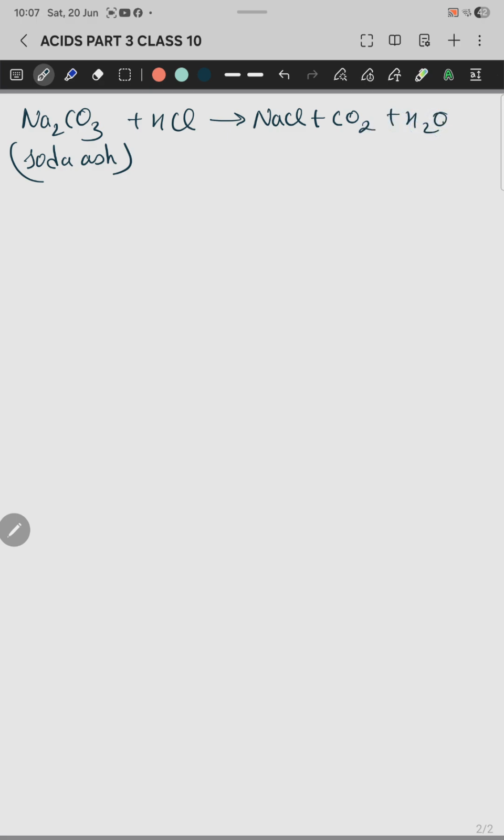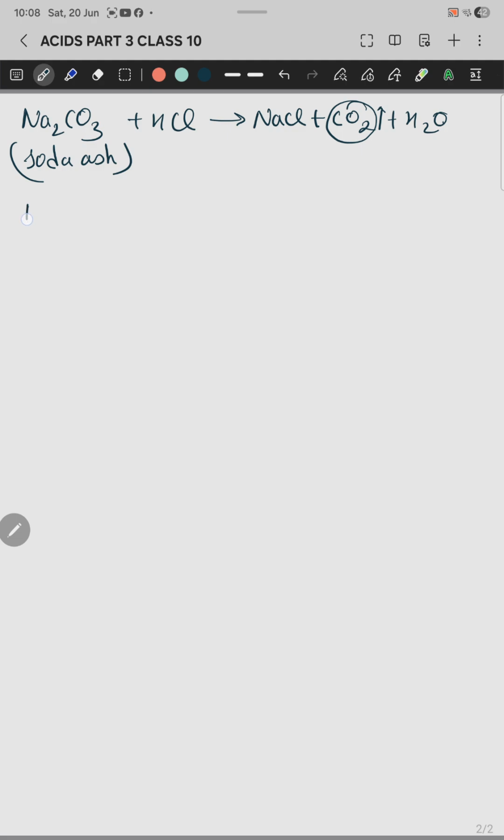First I am taking sodium carbonate, Na2CO3. What is Na2CO3? I think you all know very well. That is known as soda ash. When this sodium carbonate reacts with HCl, hydrochloric acid, it gives you salt NaCl plus carbon dioxide plus water. Done. Now, one gas is released, that is carbon dioxide. I am putting this sign because it is clear that the reaction has a gas which just evolved.